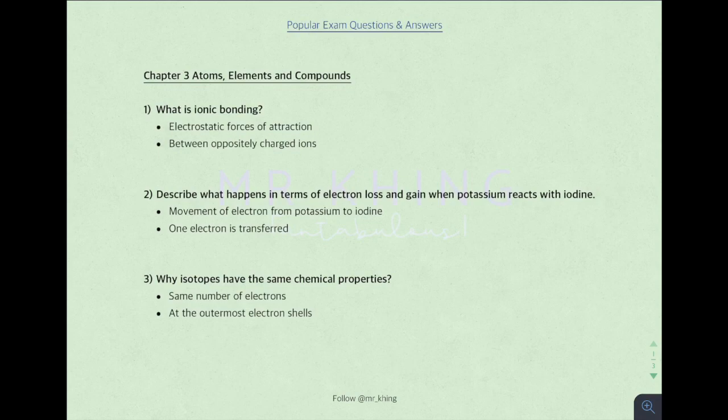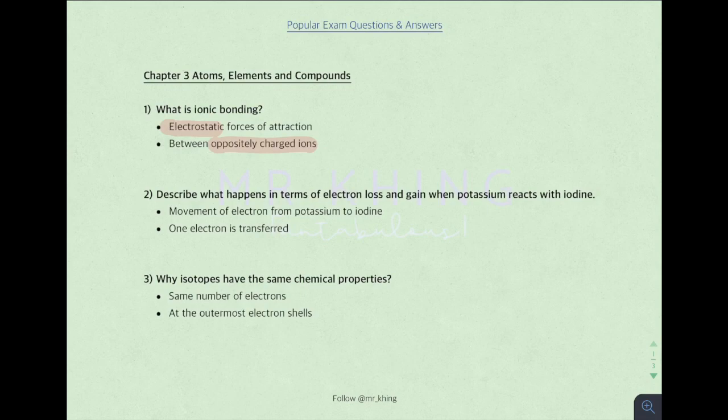Some examples of popular exam questions and answers for chapter 3, atoms, elements and compounds. So first is the definition. What is the definition of ionic bond, or what is an ionic bond? Remember, it is the electrostatic forces of attraction between ions with different charges. Remember, they are made of positive and negative ions.